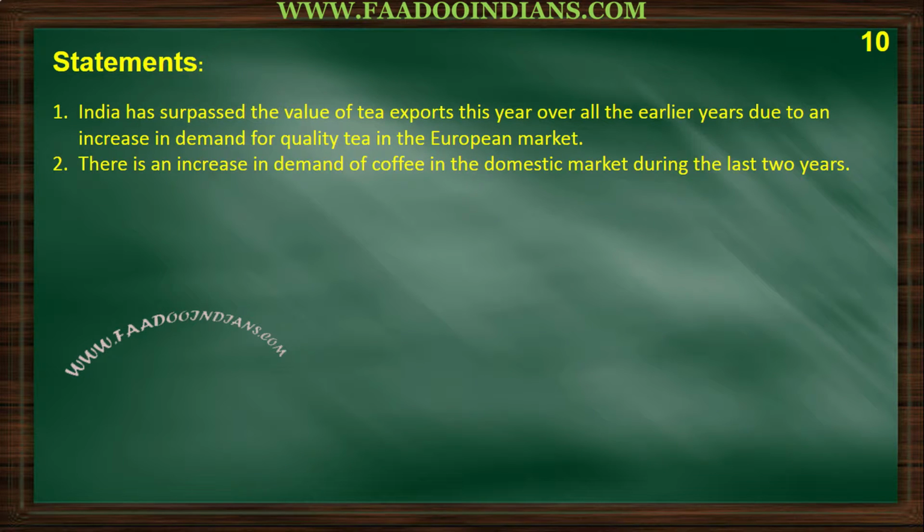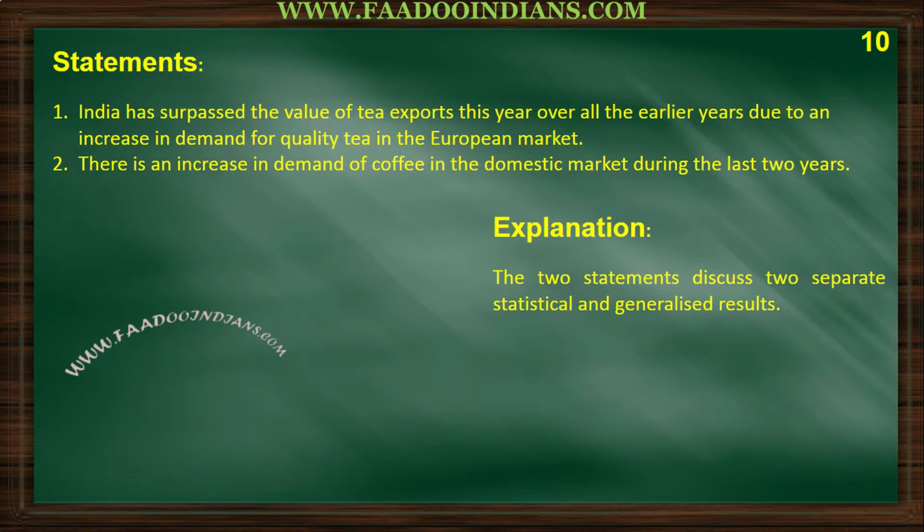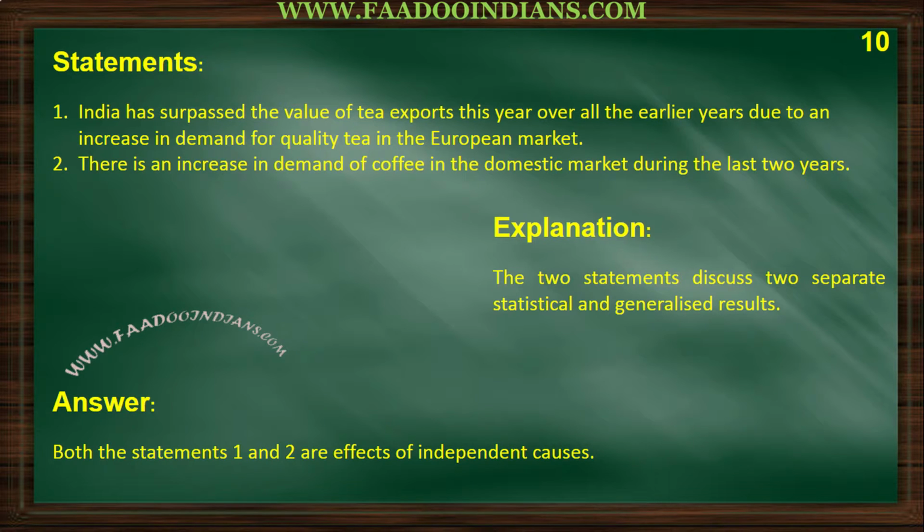India has surpassed the value of tea exports of all the earlier years this year, due to an increase in demand for quality tea in the European market. There is an increase in demand of coffee in the domestic market during the last 2 years. Both the statements do not correlate with each other. Tea is something different and coffee is something different. So, the two statements discuss two separate statistical and generalized results. Therefore, both the statements 1 and 2 are effects of independent causes.